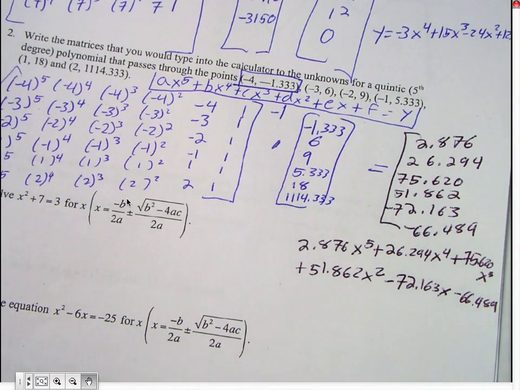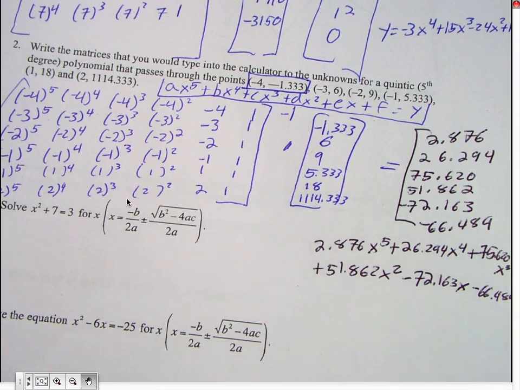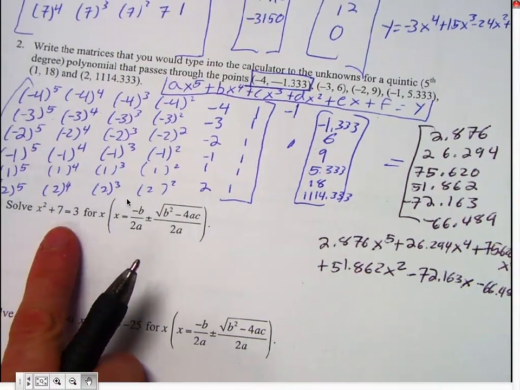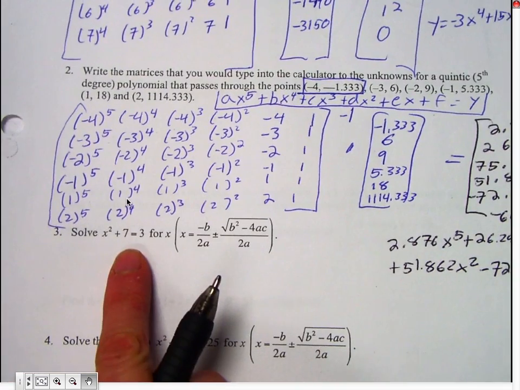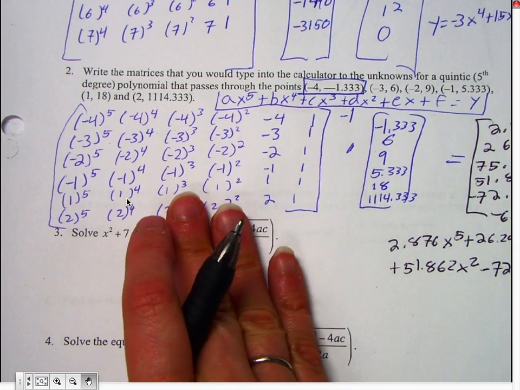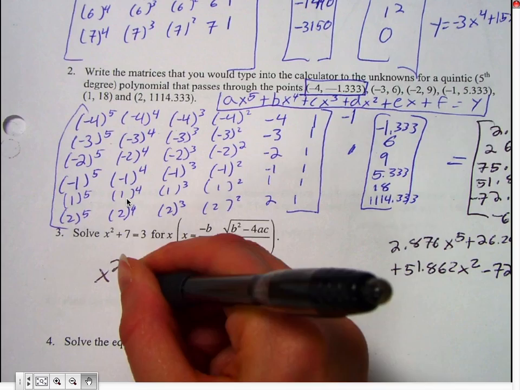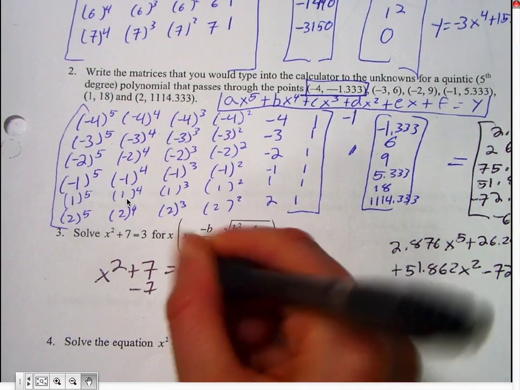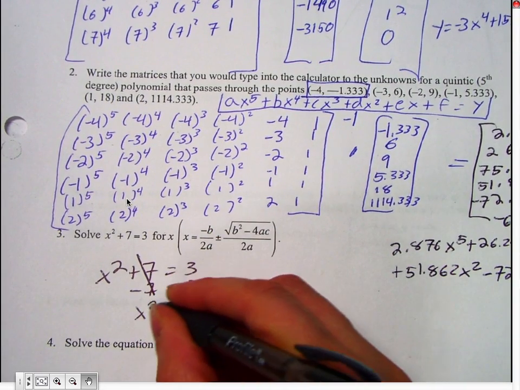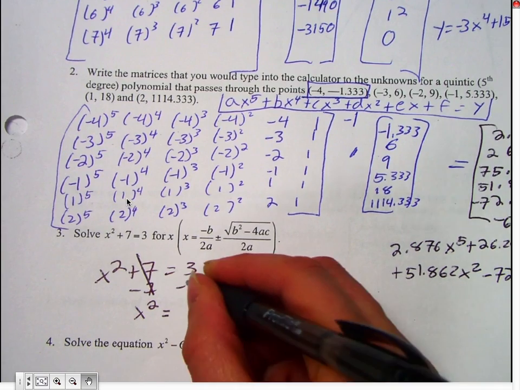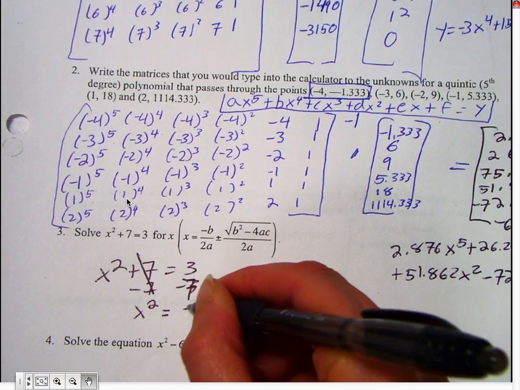All right, let's look at how to solve for number 3, so that you will have to do some of these on your test. Solve x squared plus 7 equals 3. What's the first thing we're going to do? Minus 7. And we get x squared equals negative 4, right?